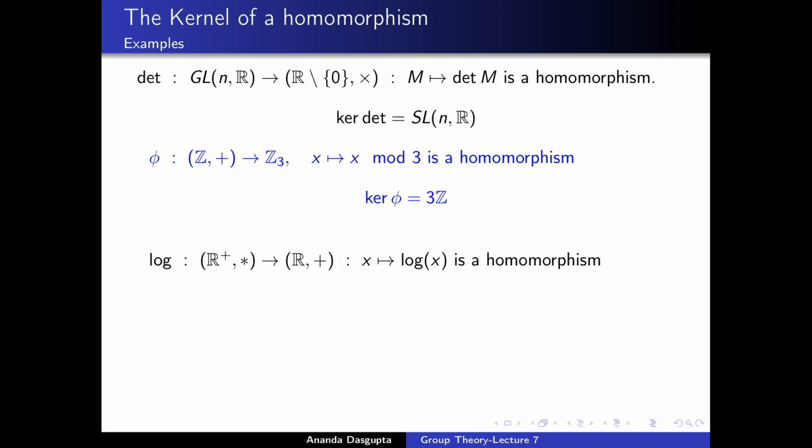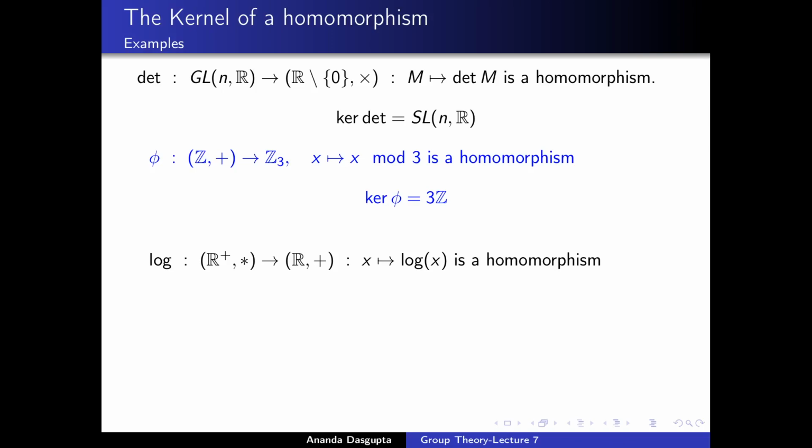And what is the kernel here? Well, the kernel has to be simply the set of elements in R plus which map onto the identity element of R comma plus. Now the group of all real numbers under addition has an identity element of 0. So the question simply is, which elements of the set R plus, positive real numbers, map under log to 0?